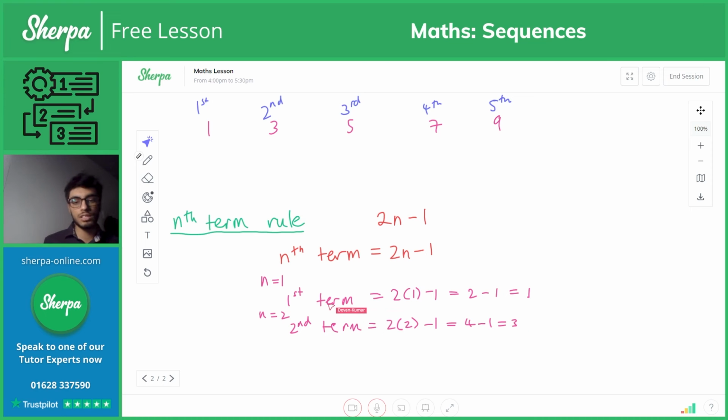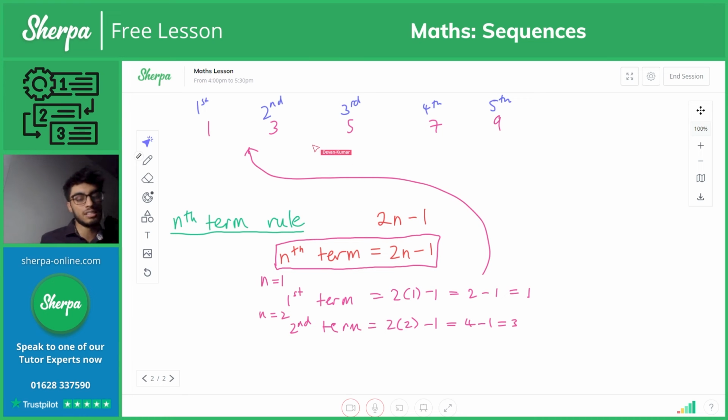Now, what you notice is I've just said the first term is 1 and the second term is 3. And what you see is this is the same as this sequence here. So actually what's happened is this nth term rule is a way to uniquely identify this sequence.